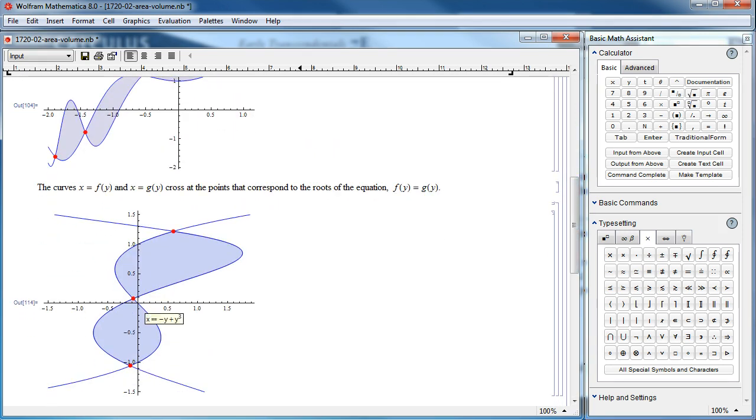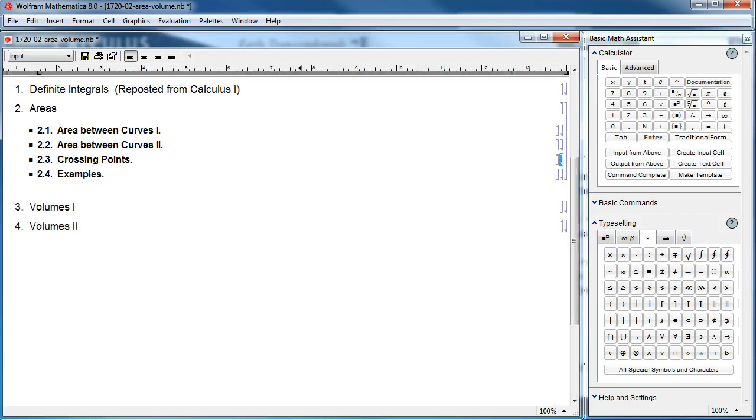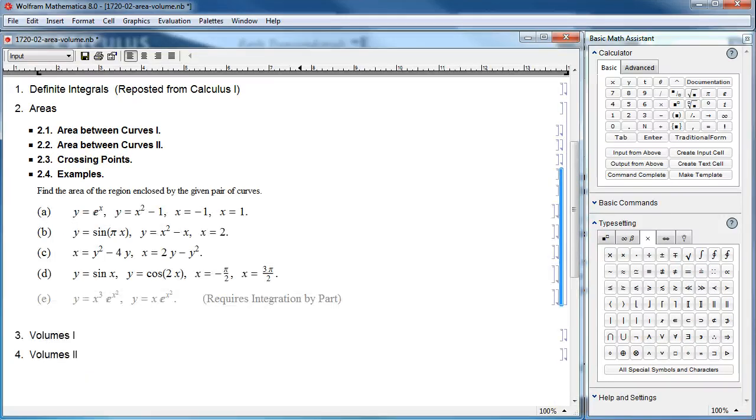You can do the same thing with respect to y. Exactly how? Let's look at an example. Let's look at example C, and this is actually a preparation.